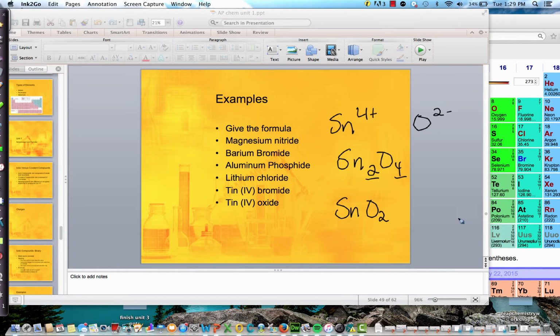All right, and we're going to be doing a lot of practice problems with this. One of those things, just practice, practice, practice.